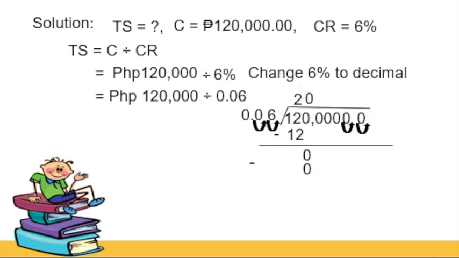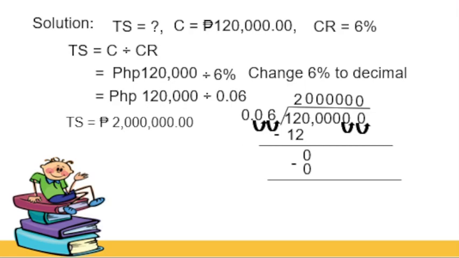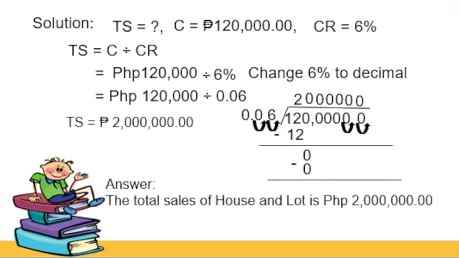Okay, so this time we divide it, but same as what I said a while ago, you just add. How will you add? Of course, you have to align the zeros. So now the total sale of the house and lot is 2 million pesos. The total sale of the house and lot is 2 million pesos.